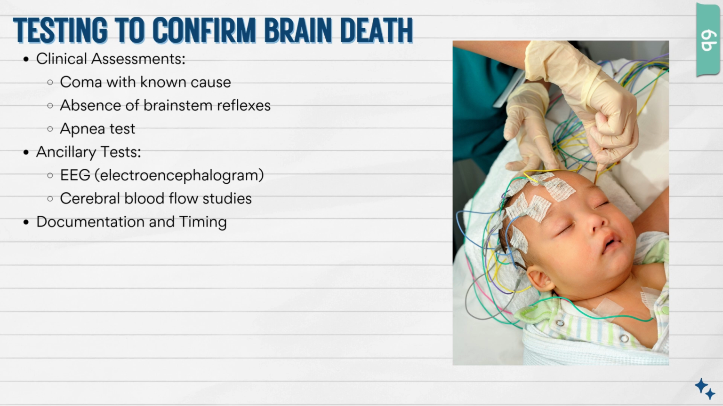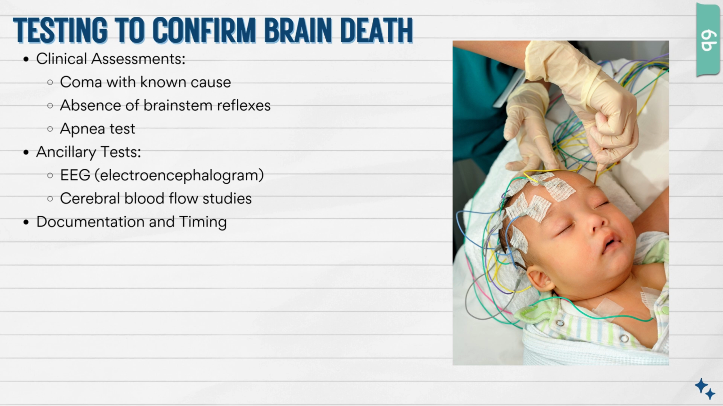We're also going to be assessing for the absence of brain stem reflexes. So those would be pupillary response, a gag reflex, and response to a painful stimulus. If they have one of those, it delays. That means there's still some brainstem function. If they do not have all three of those, then we can move on to the next thing.